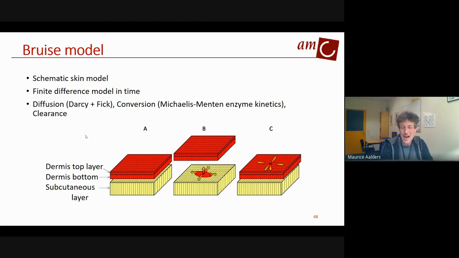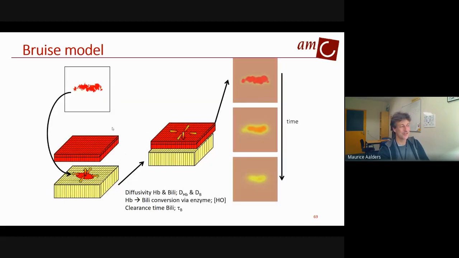So you can describe the development of the bruise with the diffusion laws, Darcy's law, Fick's law, and the conversion law of Michaelis-Menten kinetics. And it was a kind of desperate way to solve this problem because it turned out to be very difficult to predict how a bruise would heal. But in the end, it turned out to be very successful.